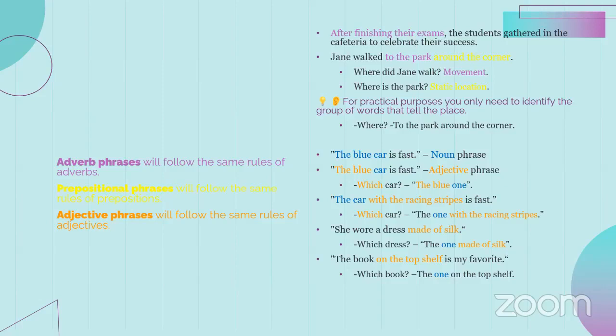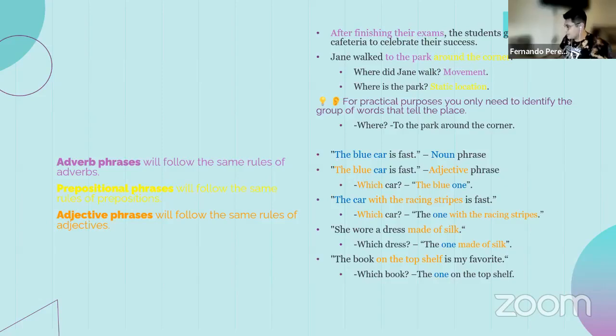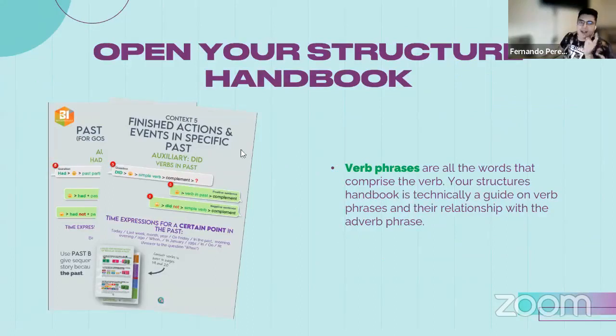It's in the student's handbook. Yes, that's correct. Very good. Yesterday we said that everything you need to know about verb phrases is in the structures handbook. And precisely it's there because in the structures handbook I have made a compendium of all the correct positions and applications of auxiliaries, verbs, connectors that are correct or not, modal verbs, etc.